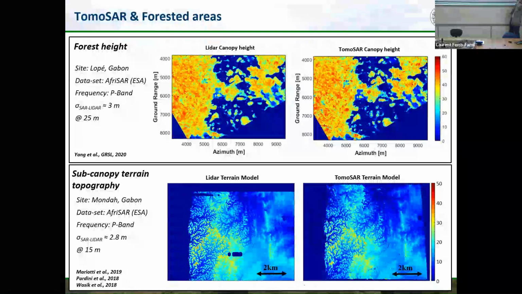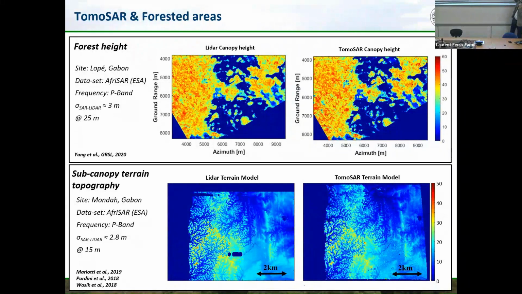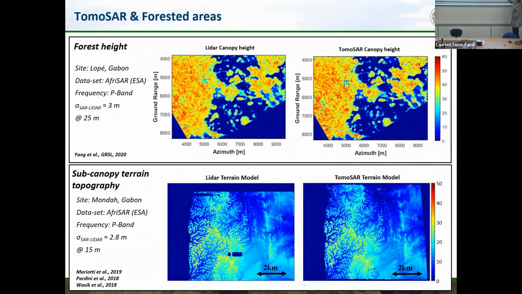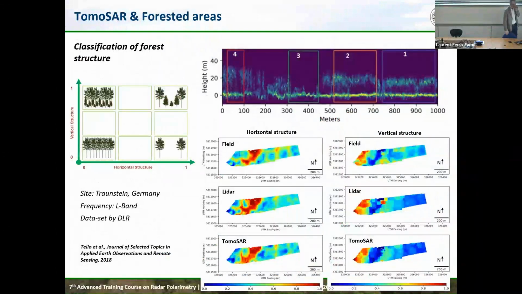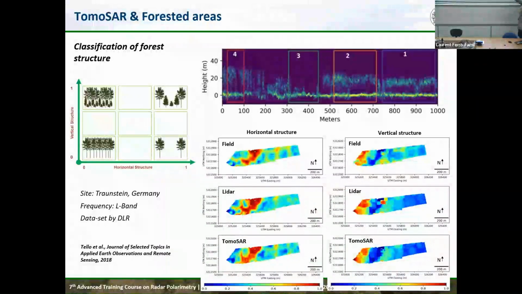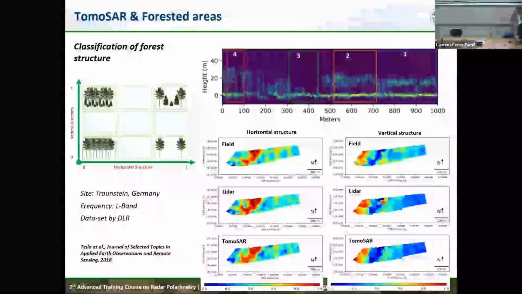And this is the forest height by SAR tomography as compared to forest height by a laser sensor. We can also get terrain topography below the vegetation, and this is an interesting product. We can use this to attempt to classify the forest structure. This was a paper by DLR where they reconstruct the forest structure based on an indicator of the horizontal and vertical structures. So we do not dwell into details here.